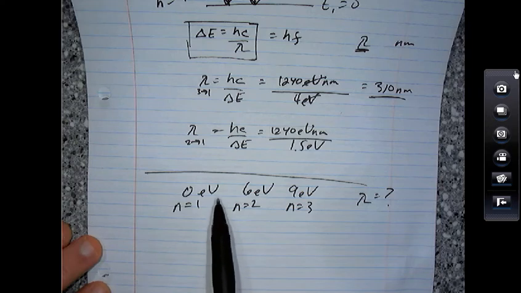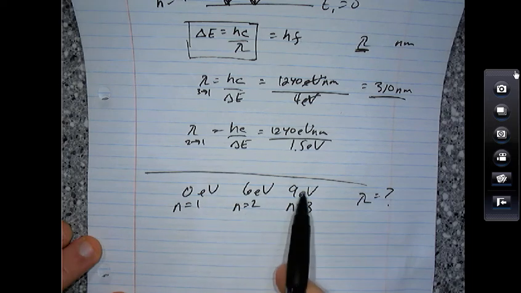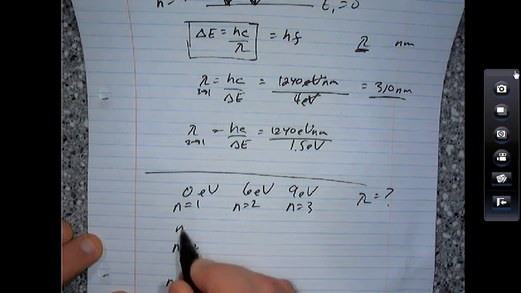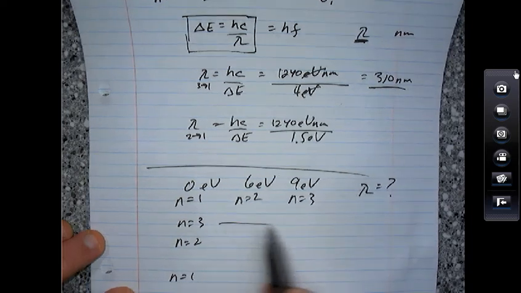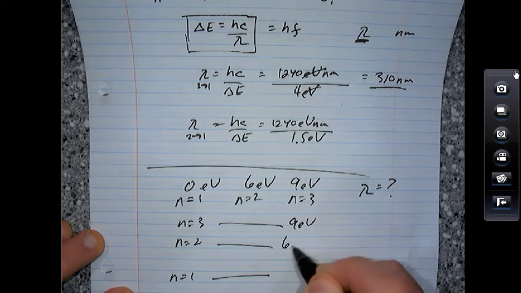Okay, so in the previous problem, they actually gave us a nice diagram. In this one, we can just construct our own. n equal to 1 corresponds to 0. This is 6, and then that's 9. And then it really becomes the same problem. 1, 2, 3. Same kind of thing here. This is 9 eV, 6 eV, 0 eV.